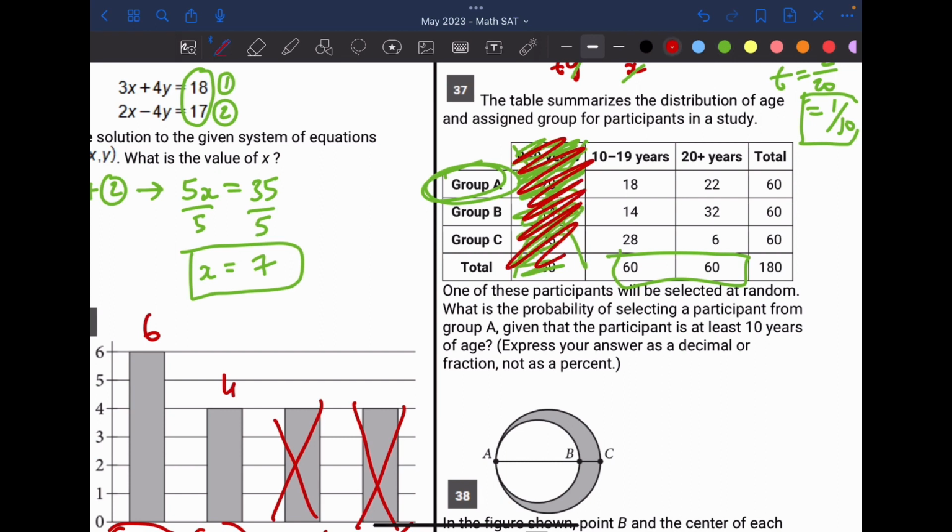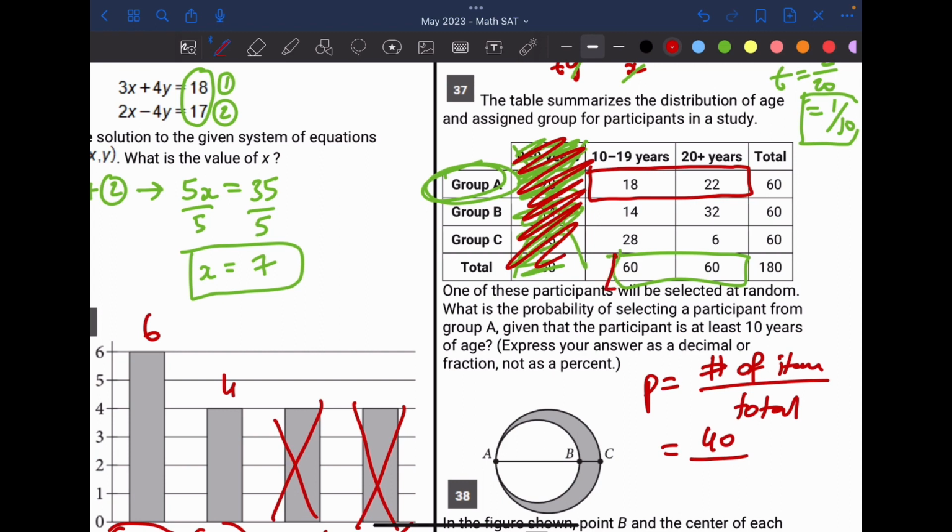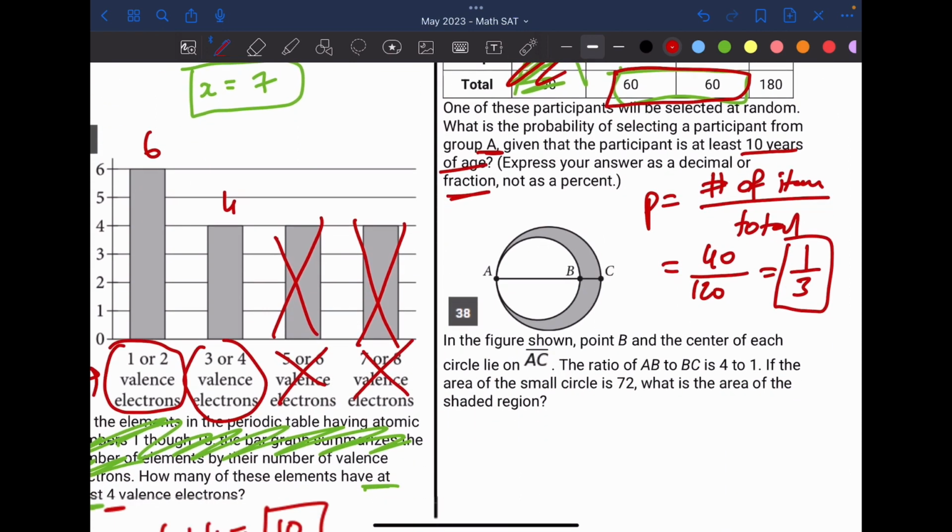Okay, so once again, like we said before, probability is going to be equal to the number of items we want over the total. In this case, the number of items is going to be in group A, who are above 10. So 18 plus 22, which is 40. And the total number of items is going to be 60 plus 60, which is 120. If you divide this on a calculator, you get 1 over 3. And we are done. This is our answer once again. That's the probability of getting someone who is from group A, given that the participant is at least 10 years old. And once again, the answer we expressed is a fraction, so we are good. We don't have to change that.